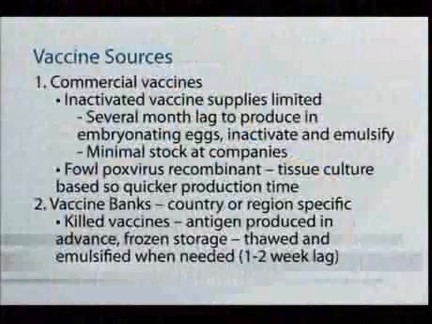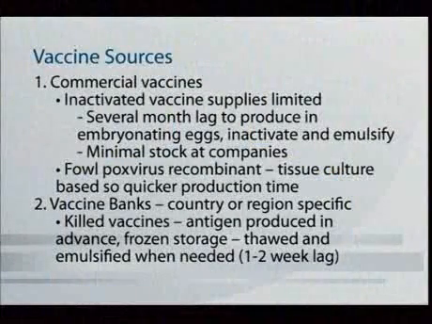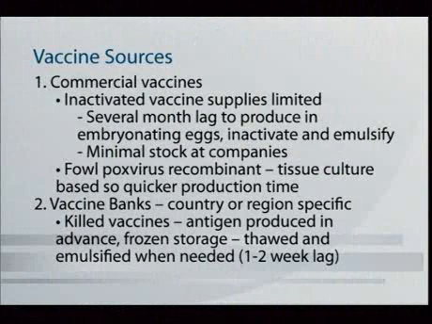The vaccines can be obtained from a variety of sources. By far the most common source are commercial vaccines, but generally these inactivated vaccine supplies are limited. Generally there are several months of lag to produce the vaccine in embryonated eggs, inactivate and emulsify it, and get it to the field for use. Most of the companies maintain minimal stocks. They usually manufacture and produce those for a very limited market. But if you look at some of the other technologies, for example, fowl pox recombinant vectored, it's a tissue culture produced vaccine, so it has a much quicker production time and you can get it within several weeks.